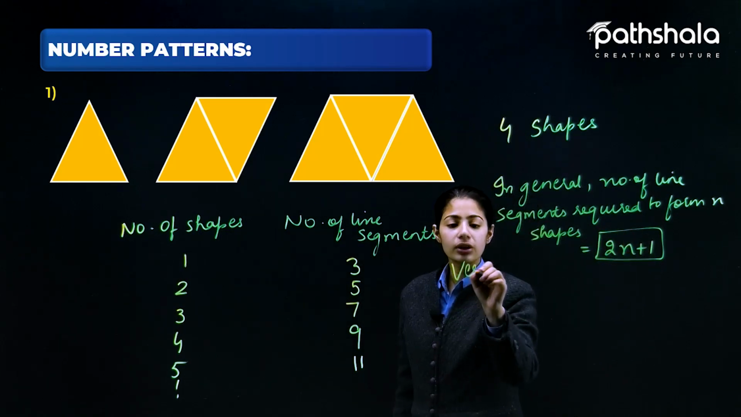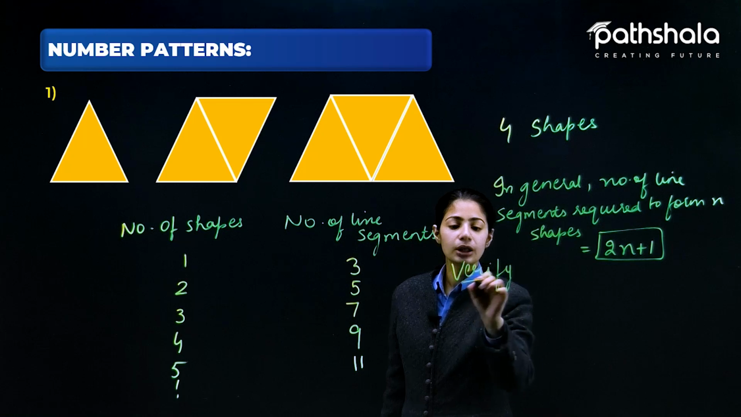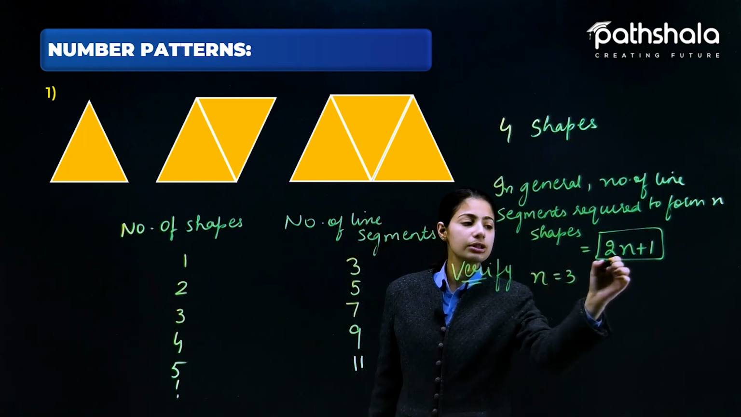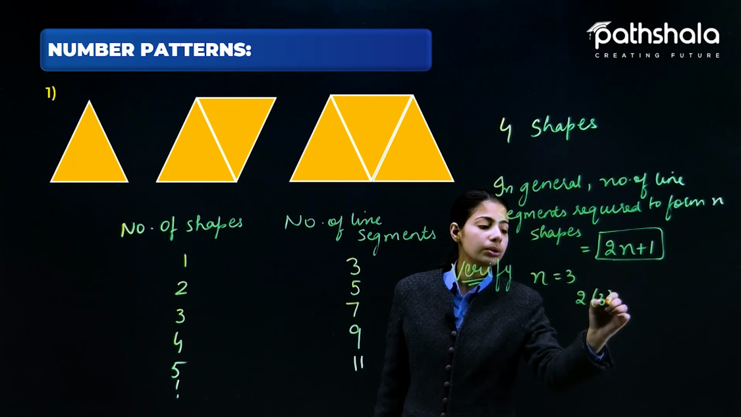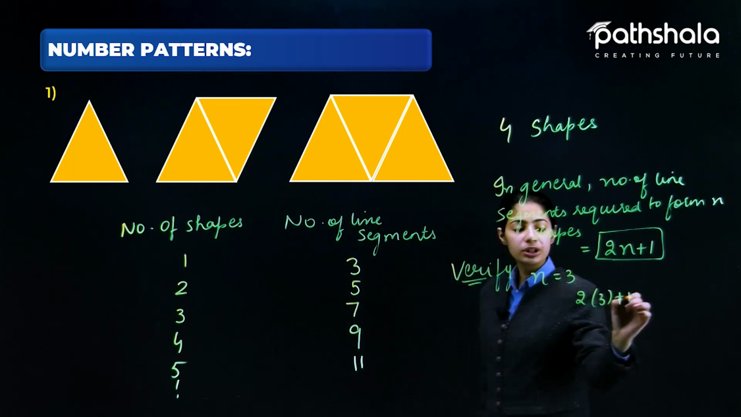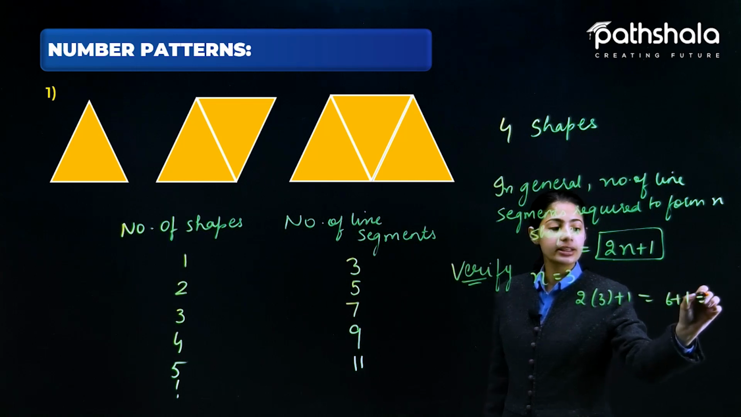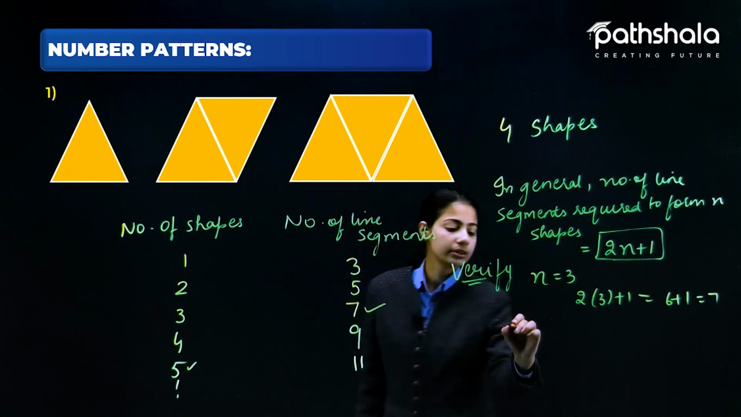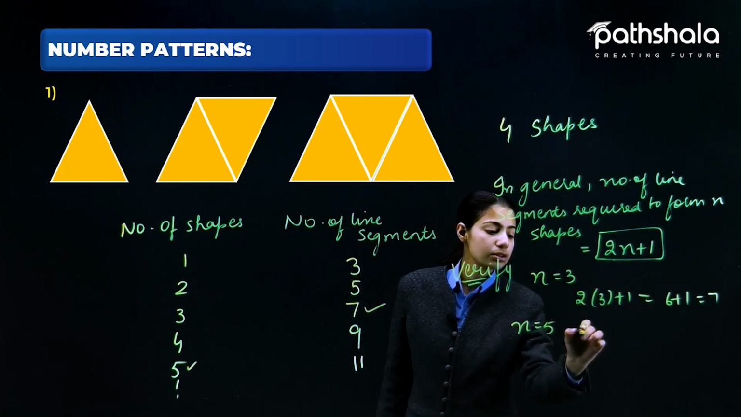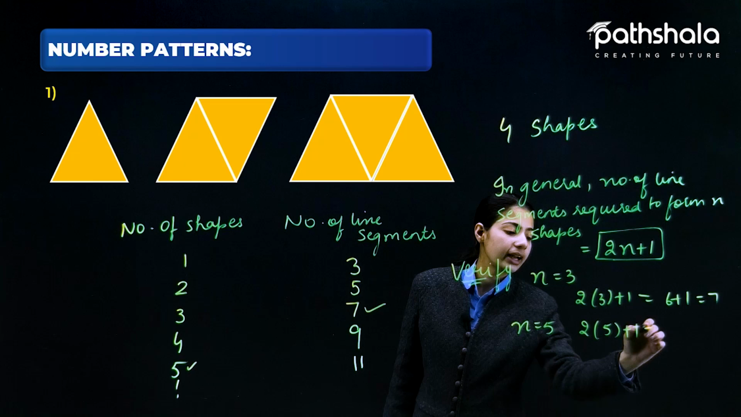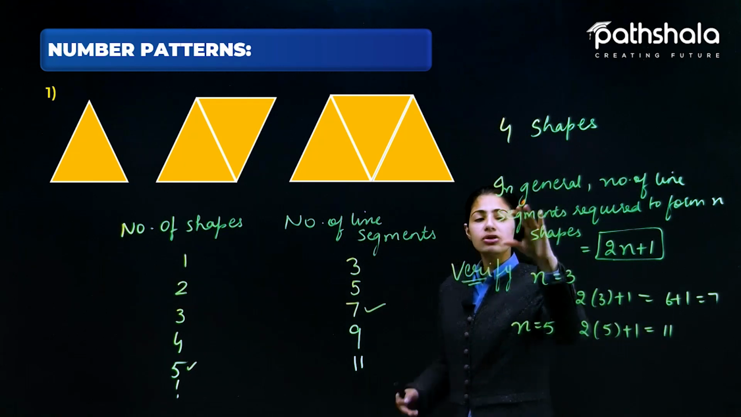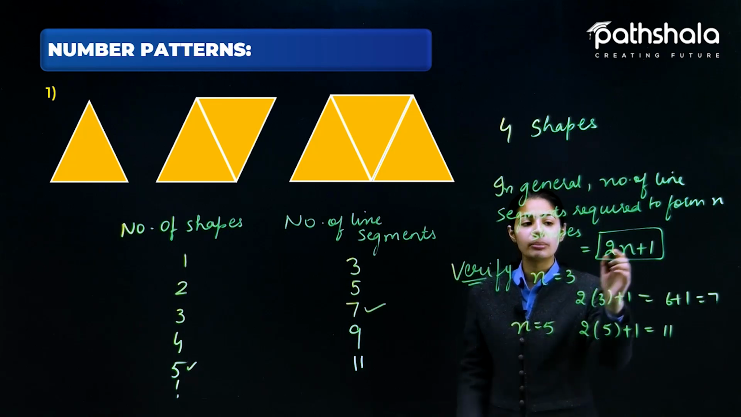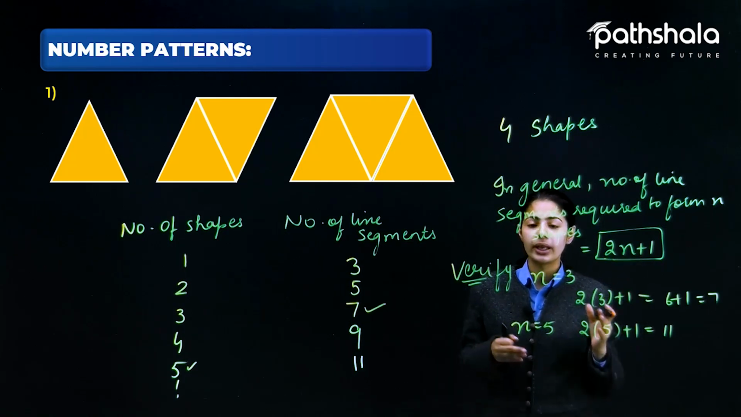We can verify it also, by putting n is equal to 3. For n is equal to 3, we have 2 into 3 plus 1. So 2 into 3 is 6 plus 1, that is 7. Similarly, for n is equal to 5, that is 2 into 5 plus 1, that is 11. So in general, the number of line segments required to form n shapes will be 2n plus 1.